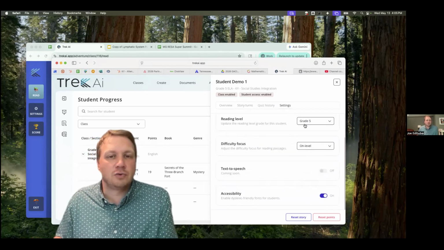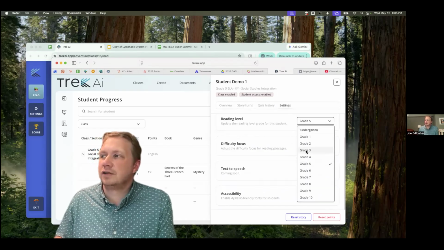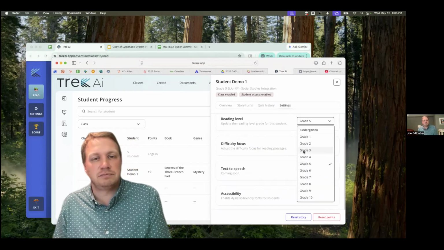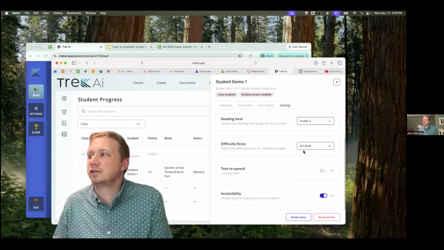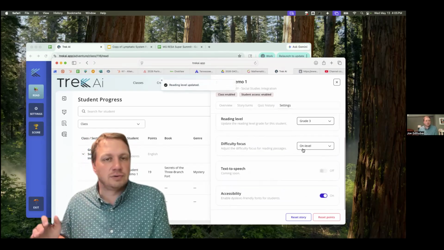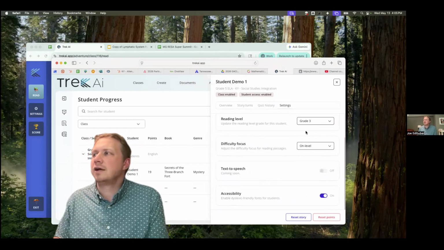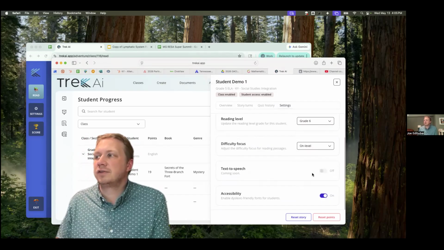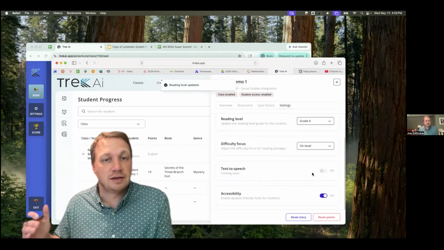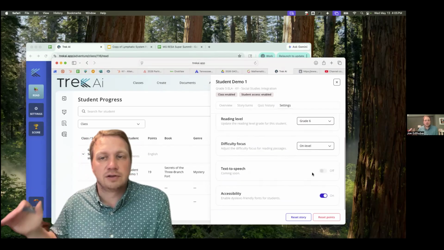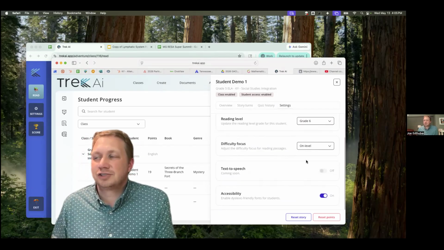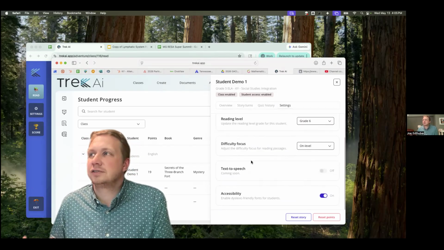The teacher can also go in and customize the reading level. So if I've got a student who's really struggling, I can knock the reading level down. On the same note, if they're reading at a really high level, I can up the rigor a little bit. And this is where the teacher really is still the expert.